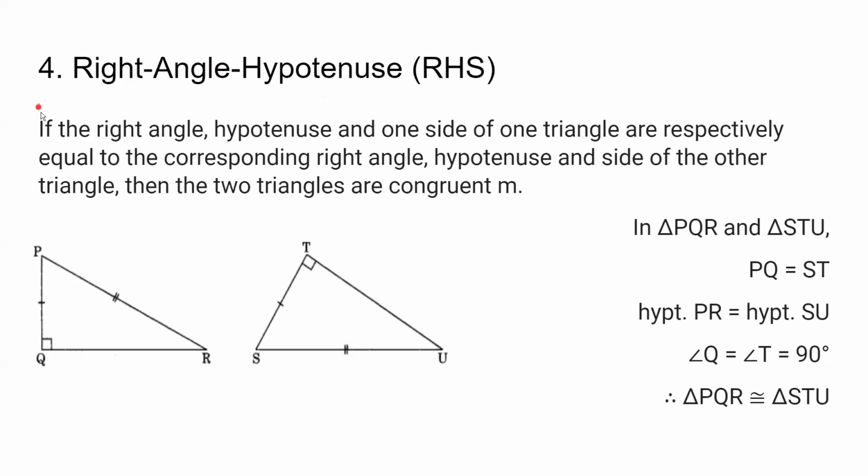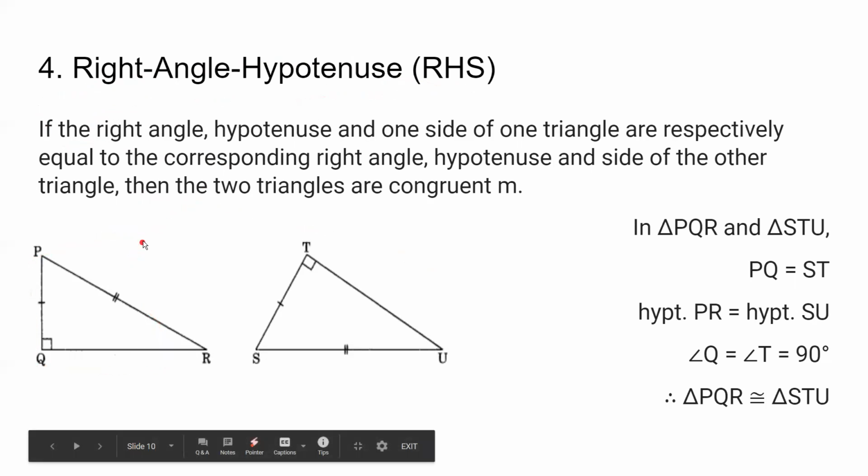The last one we are going to learn is right angle hypotenuse, that is RHS. Here in this we need to have a right angle triangle. We need a right angle triangle for the right angle hypotenuse, RHS.